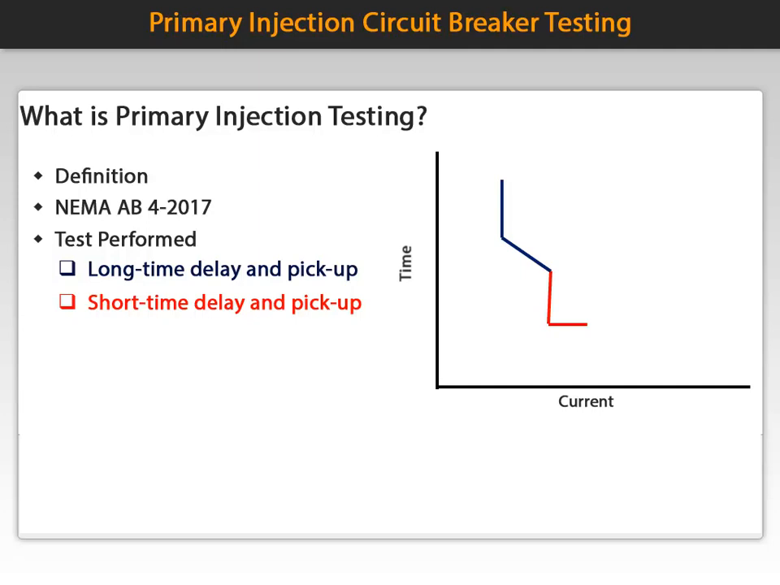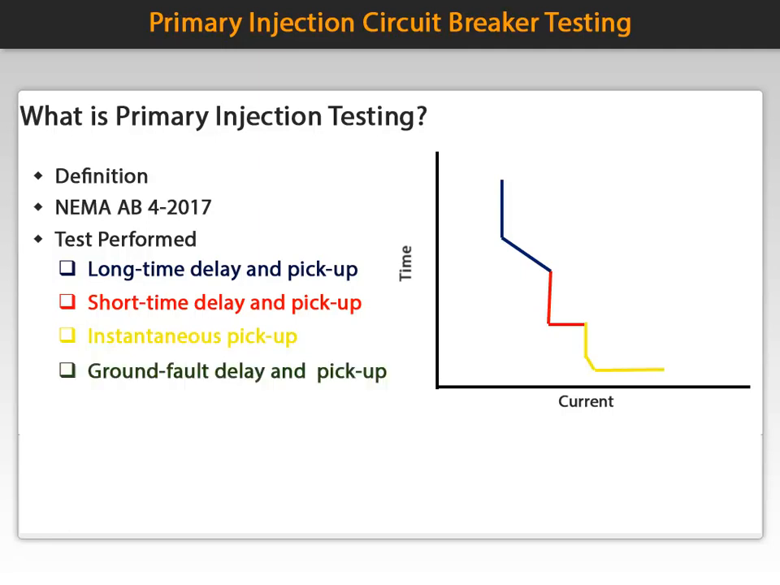Typically, the results are in milliseconds. This is followed by an instantaneous pickup represented by the yellow line on the curve. This provides short circuit protection. In this test, current pulses are injected in each pole and then steadily incremented. The value of the pickup is recorded.